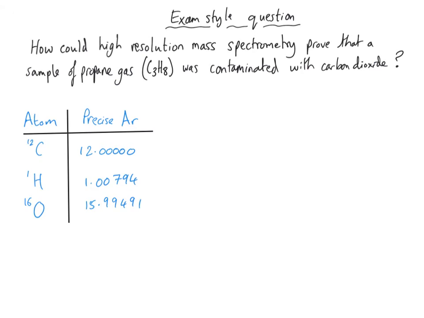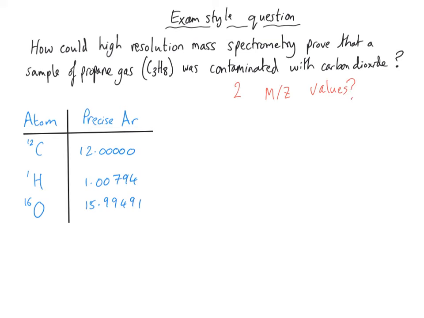And this approach is in fact used in exam-style questions. So let's have a look at one that I've paraphrased here. How could high-resolution mass spectrometry prove that a sample of propane gas with the formula C3H8 was contaminated with carbon dioxide? Well, this is the same principle that we were just exploring. We would want to prove that there were two substances by using the high-resolution mass spectrometer to see if we get two different MZ values.